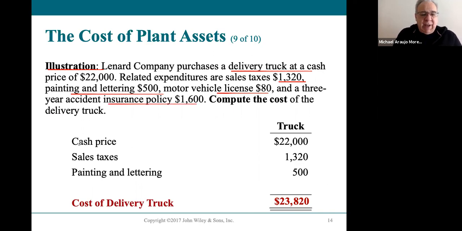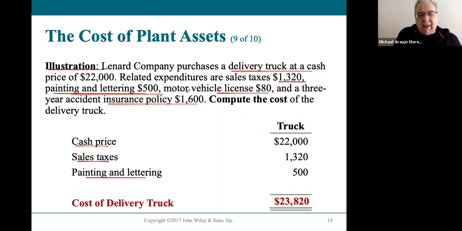Well, you had to pay cash for the truck, and you had to pay the sales taxes on that. So those two are definitely part of the cost of the truck. One of the questions is, would UPS or Amazon send out a truck without it being appropriately painted and lettered? No. So oftentimes painting and lettering for businesses is part of getting it ready for use. They don't want this nondescript truck roaming around. They want it to be identified appropriately as all its vehicles.